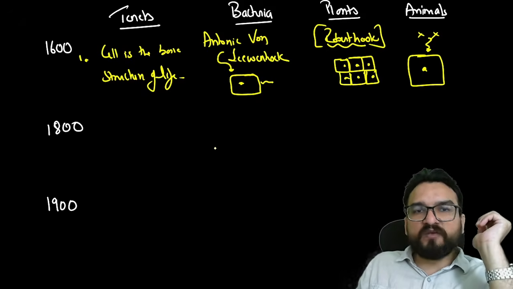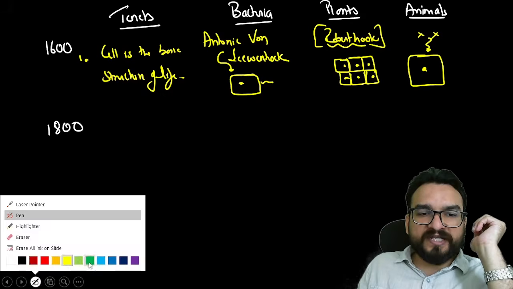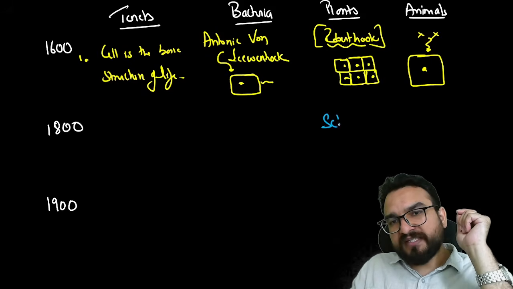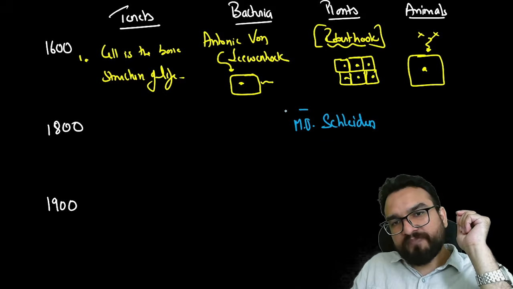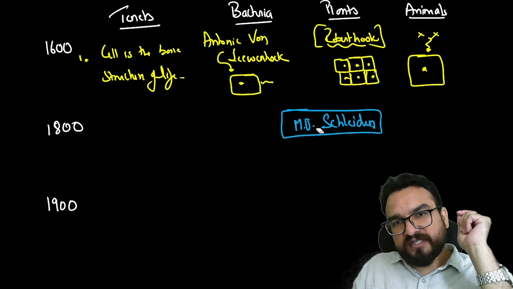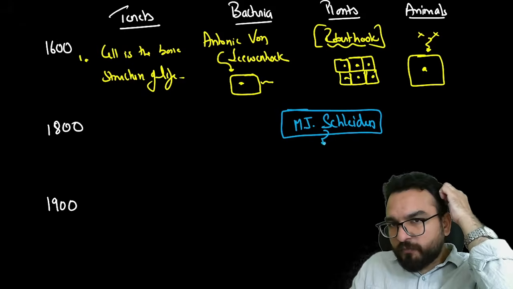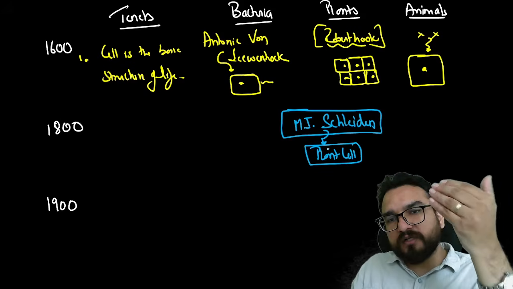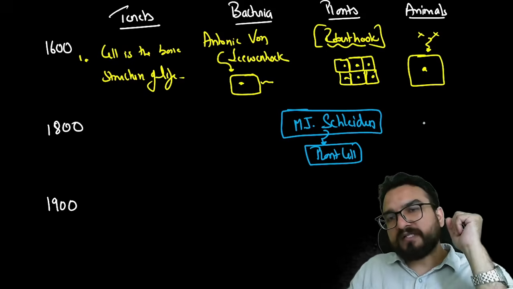In 1800 you will find there were two important personalities coming to the forefront. In plants, there was one person named Schleiden, the complete name being M.J. Schleiden. M.J. Schleiden was a botanist, and he was observing the plant cell and concluded more of the theories with respect to the plant cell.